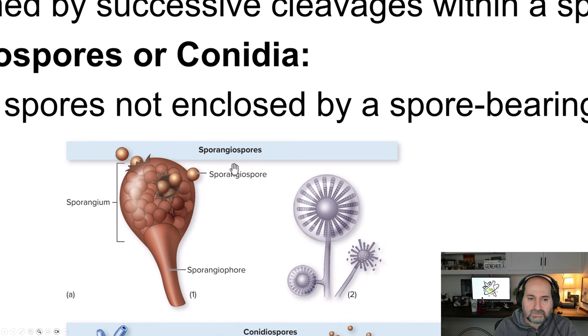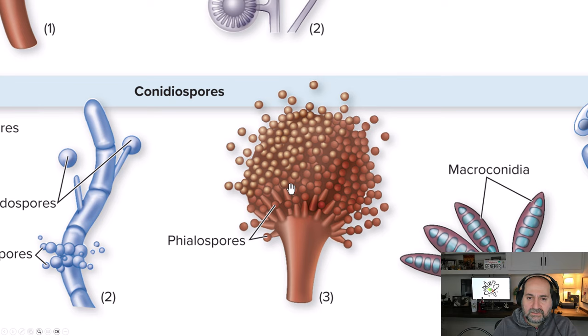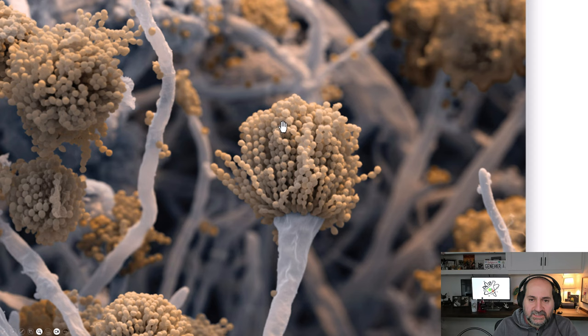But instead of sporangiospores, which are inside of a cap, you could have conidiospores. Conidiospores are spores that form without a cap. The spores are naked. And there are some molds that form conidiospores instead of sporangiospores. So let me give you an example. Here you can see some conidiospores, and you can see that there's no cap surrounding these spores. This would probably be from Aspergillus. Aspergillus is a mold that forms these conidiospores, and they kind of fan out.